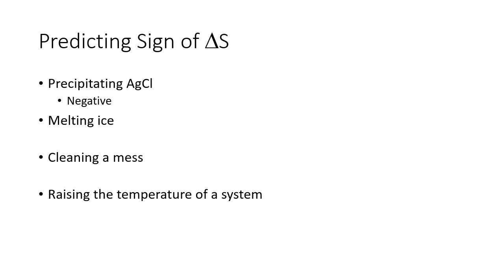Now let's say we're melting ice. So we're going from a solid to a liquid. We know that a liquid has more entropy than a solid, so this is positive. Cleaning up a mess. That is going to reduce the number of possible microstates in a system, and so that will be negative. And if you were to raise the temperature of your system, you would increase the variety of energies possible, which would give you a positive delta S.